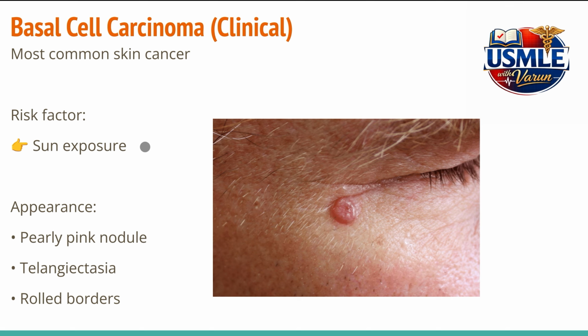Basal cell carcinoma is the most common skin cancer. It is strongly associated with sun exposure. Clinically, it appears as a pearly, shiny nodule. So we often see small blood vessels on the surface of the nodule. This is nothing but telangiectasia. The edges are rolled, meaning that they are raised and curved. So the classic description is a pearly lesion with rolled borders and visible blood vessels.